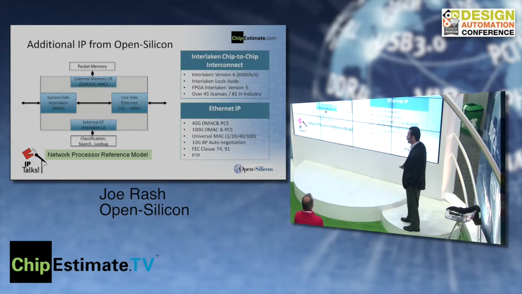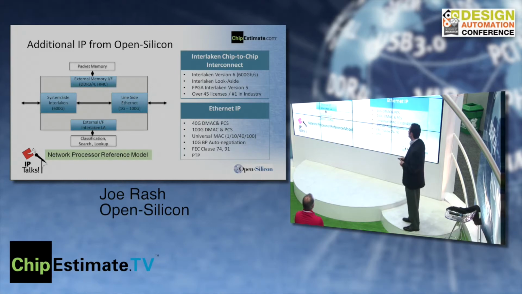So in addition to Hybrid Memory Cube, when you talk about wireline data networking applications, what we're really trying to do is augment the third-party ecosystem for IP by doing some important IP that our end customers typically use. When you look at a wireline solution, you'll see packet memory, lookup memories, a system interface to the chip, and you'll also see the line side interface connecting to the network.